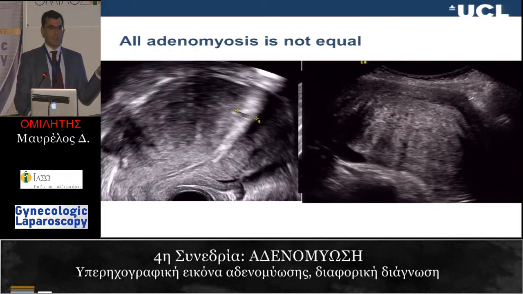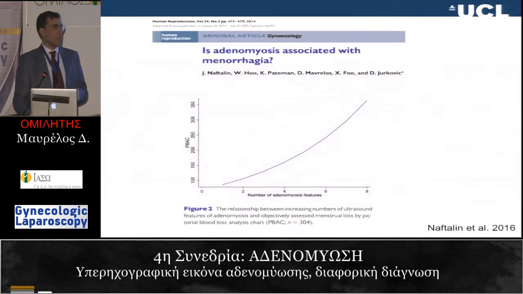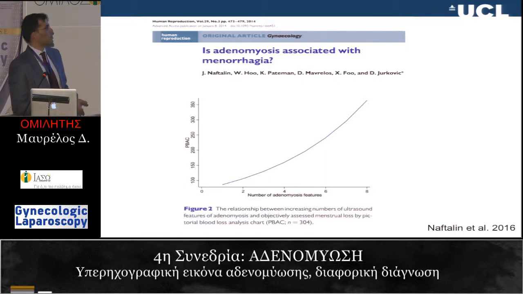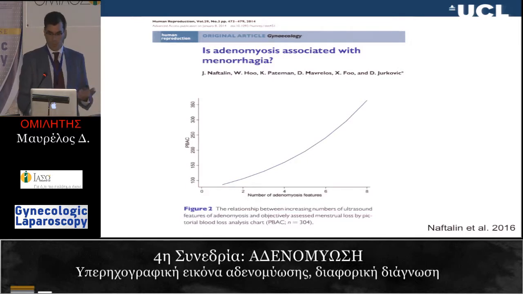But once you've made that diagnosis, you then have to start thinking about whether this is a mild, moderate, or severe condition. The evidence for this comes from a series of studies we've performed at UCLH over the last few years, my colleague Joel Naftalin and the team there. We've shown that the more features of adenomyosis you accumulate when you do your scan, the worse the symptoms can be. So this woman has up to 8 features here. This is how heavy her period is, and this is an objective questionnaire about menstrual heaviness.